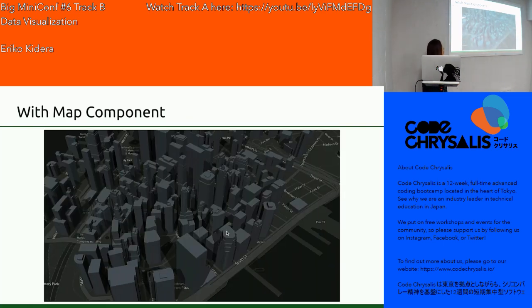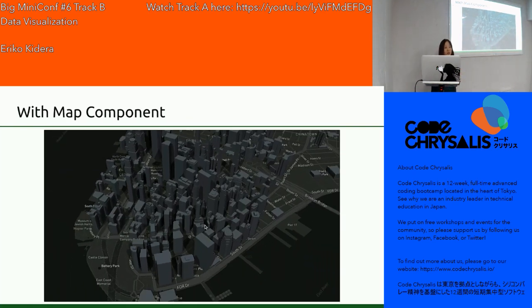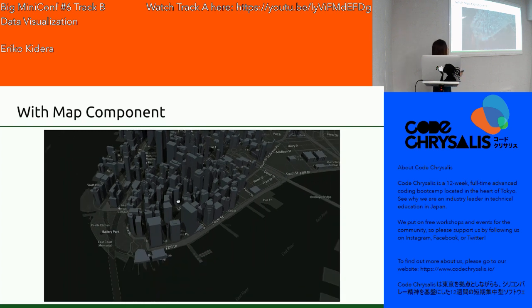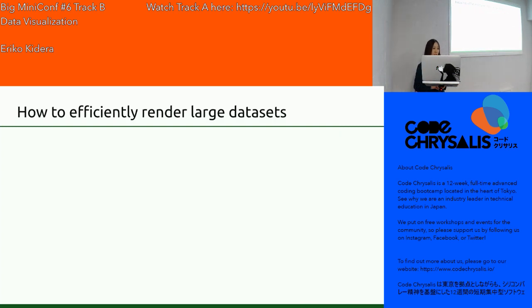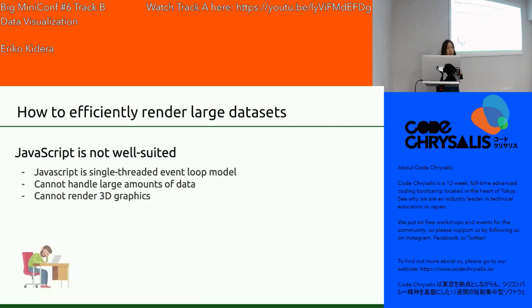But if we combine with map data, it's more beautiful than before. But data visualization uses a large data set. Many web developers face the problem of how to render large data efficiently. JavaScript has a single-thread event loop model. It is not suited to handle large amounts of data and render 3D graphics.